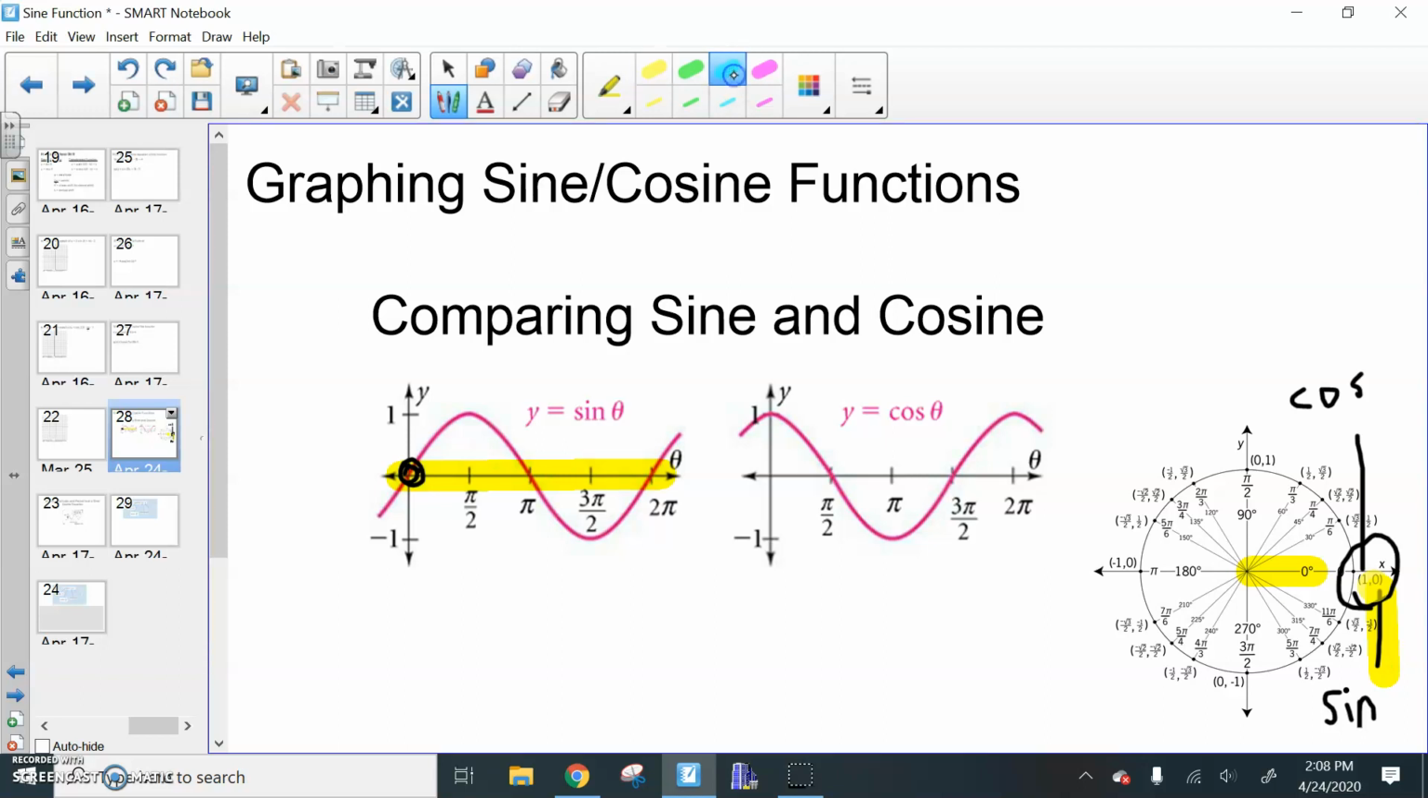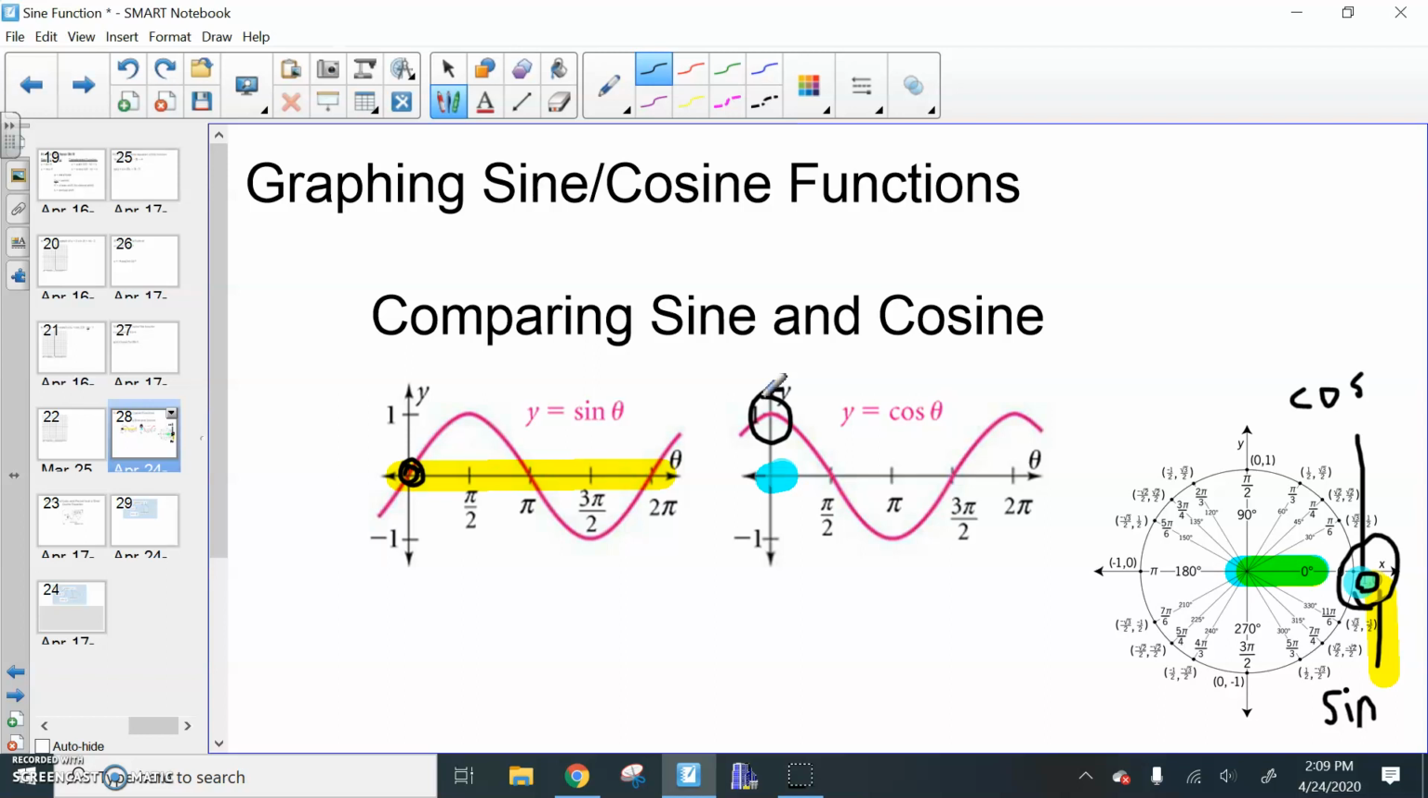Now, if we're looking at cosine, the cosine at our angle 0, so right here is where our 0 is on the graph. What is our value at cosine? Well, it's 1, so that means our graph would start, so to speak, at 1. Okay, so the main difference between sine and cosine is where they start.